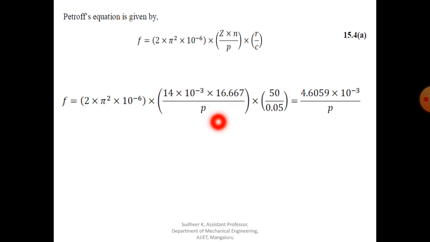P is the unit bearing pressure, which you cannot calculate yet, so keep it as it is. R, the radius, is given and should be in millimeter, 50, divided by C. C is the radial clearance, which should also be in millimeter. After substitution you will get 4.6059 into 10 to the power minus 6 divided by P. After this, we have to find the power loss.